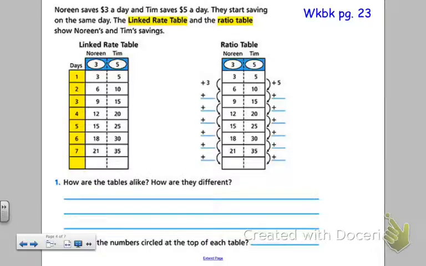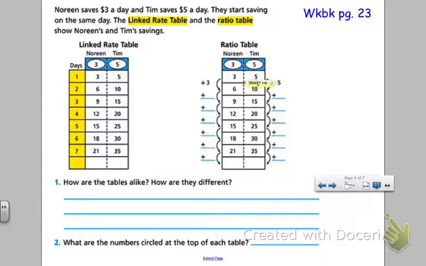If you look at workbook page 23, you can see two different kinds of tables. Look at the top. Noreen saves $3 a day, which we know she was putting $3 a day in her duck bank, and Tim saves $5 a day. They start saving on the same day. The linked rate table and the ratio table show Noreen's and Tim's savings.